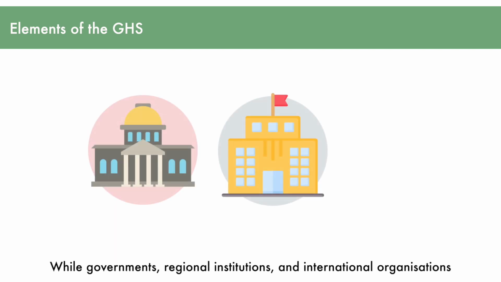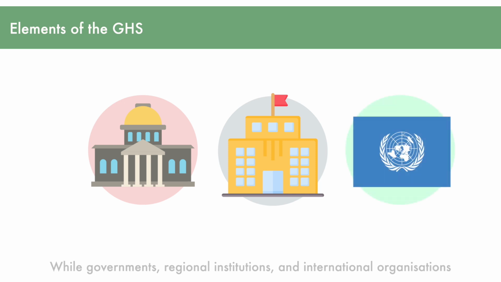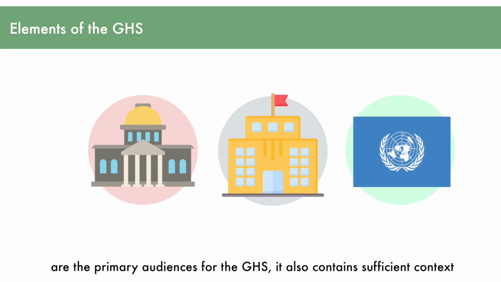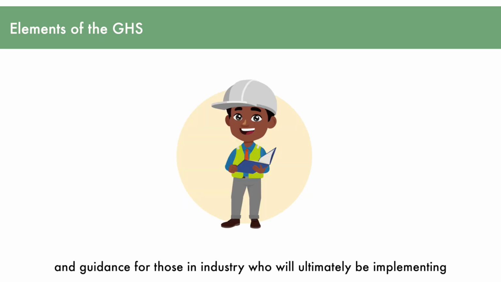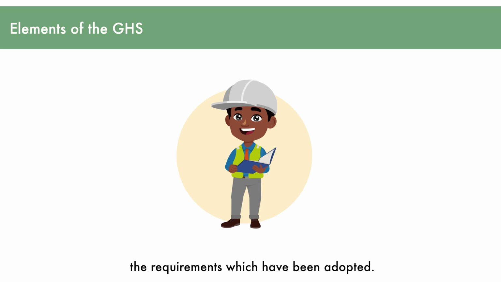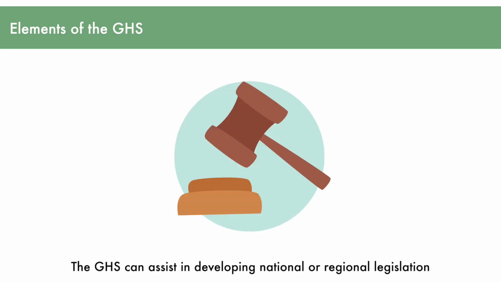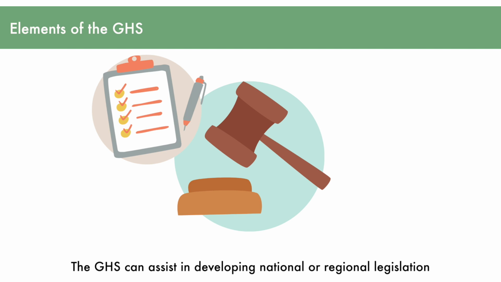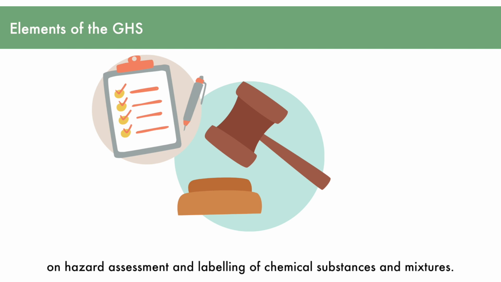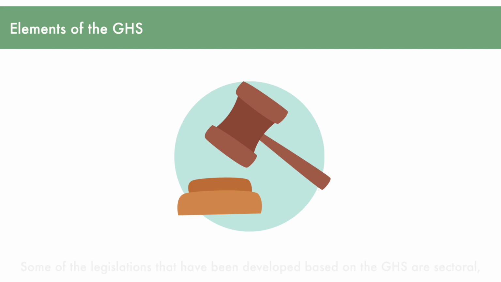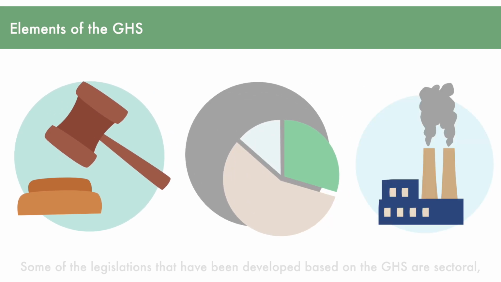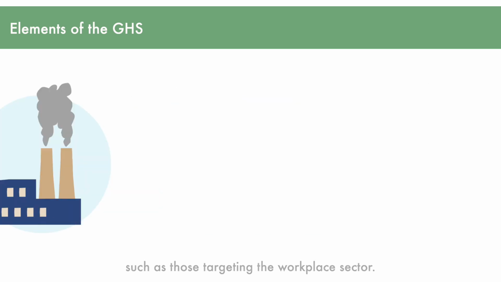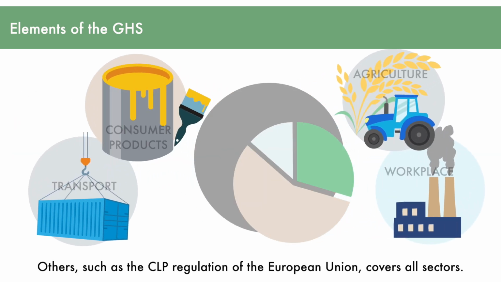While governments, regional institutions, and international organizations are the primary audiences for the GHS, it also contains sufficient context and guidance for those in industry who will ultimately be implementing the requirements which have been adopted. The GHS can assist in developing national or regional legislation on hazard assessment and labeling of chemical substances and mixtures. Some of the legislation that has been developed based on the GHS is sectoral, such as that targeting the workplace sector. Others, such as the CLP regulation of the European Union, cover all sectors.